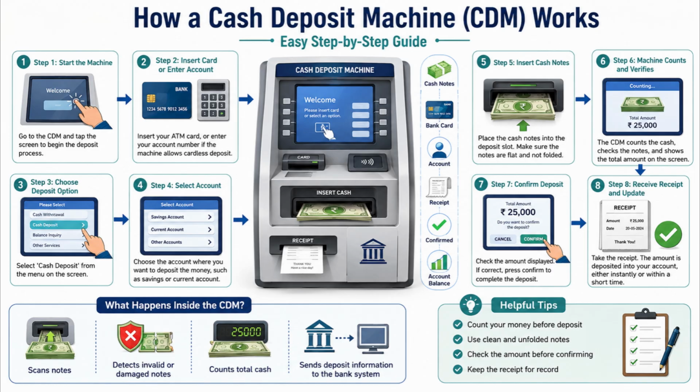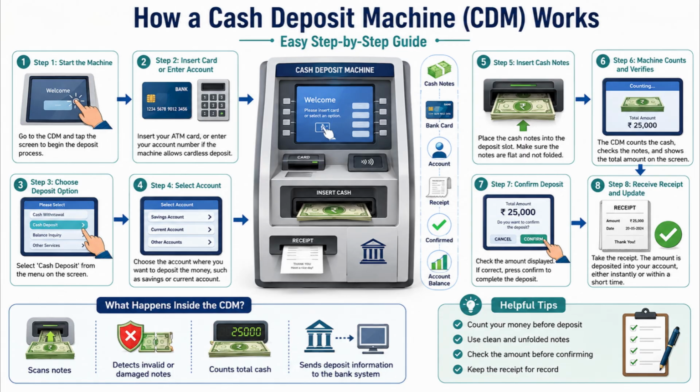During this process, the machine checks for damaged, invalid, or suspicious notes while calculating the total amount deposited. Thereafter, the machine displays the counted amount on the screen for verification. The customer reviews the amount carefully and confirms the transaction if everything is correct. Following confirmation, the machine processes the deposit request and securely sends the transaction details to the bank's central system.